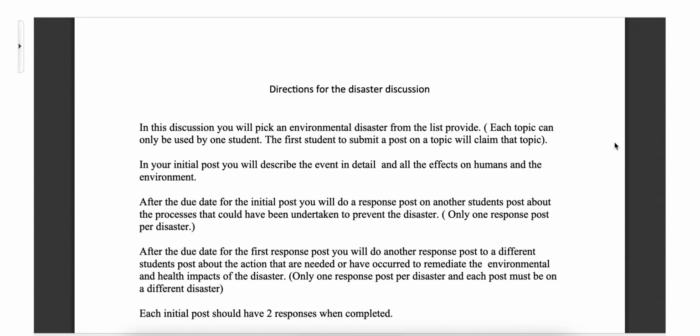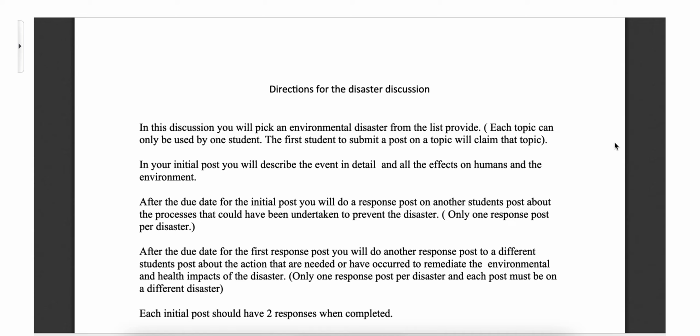So for your initial post, you're going to describe the event that occurred in detail and all the effects that it had on humans and on the environment. With Chernobyl, you would describe the reactor melting down and how that released radiation, how that affected humans, short-term and long-term. There's a lot of things to look at there, and how that affects the environment. People still cannot live within a pretty good radius of the Chernobyl nuclear reactor. And so that's the initial post.